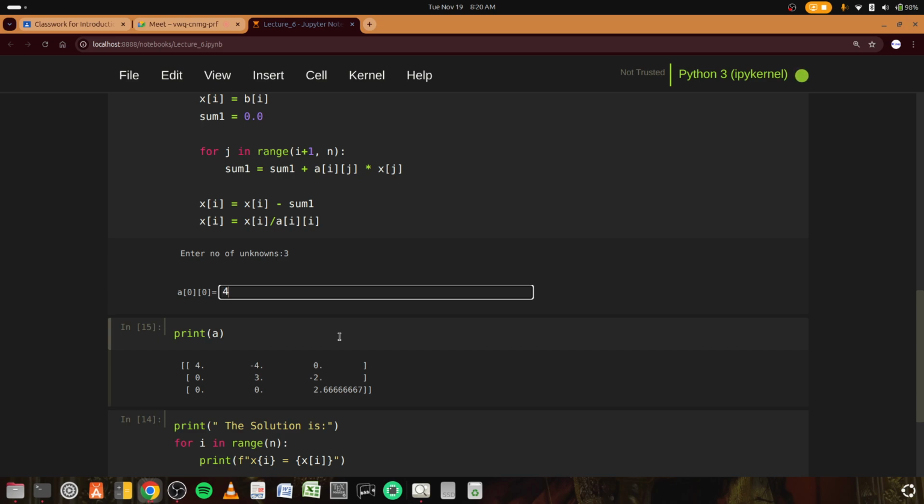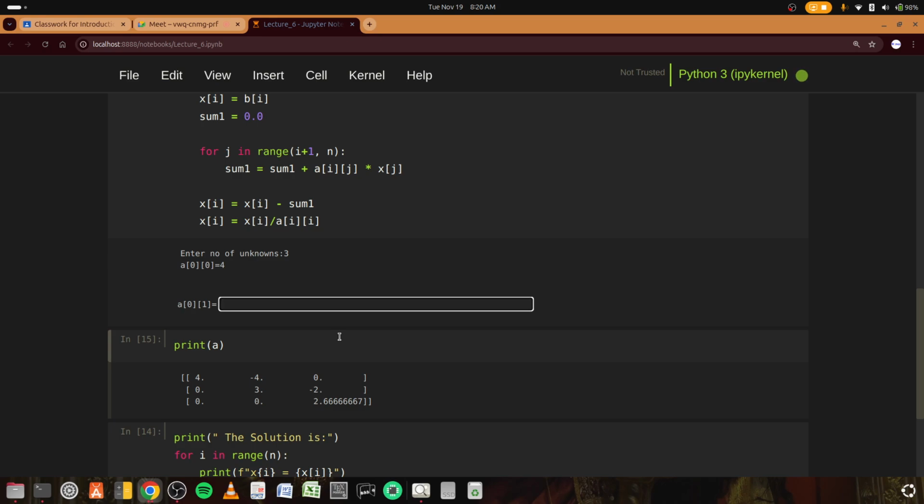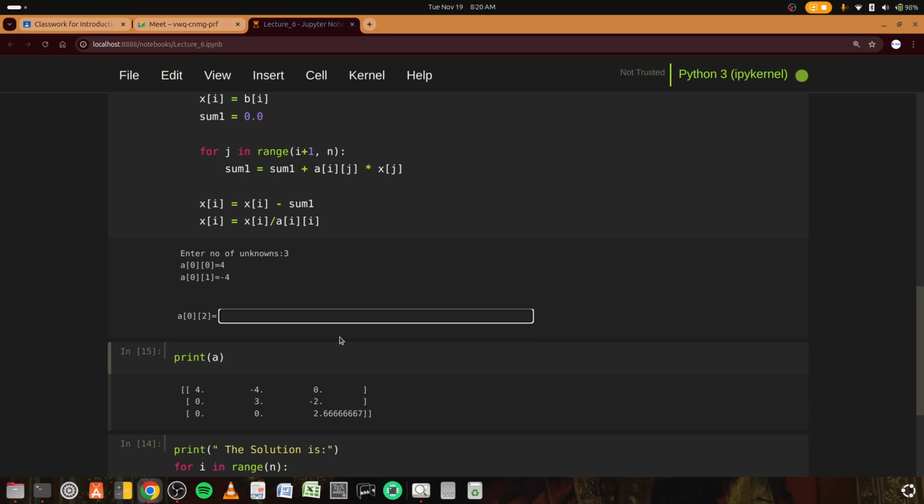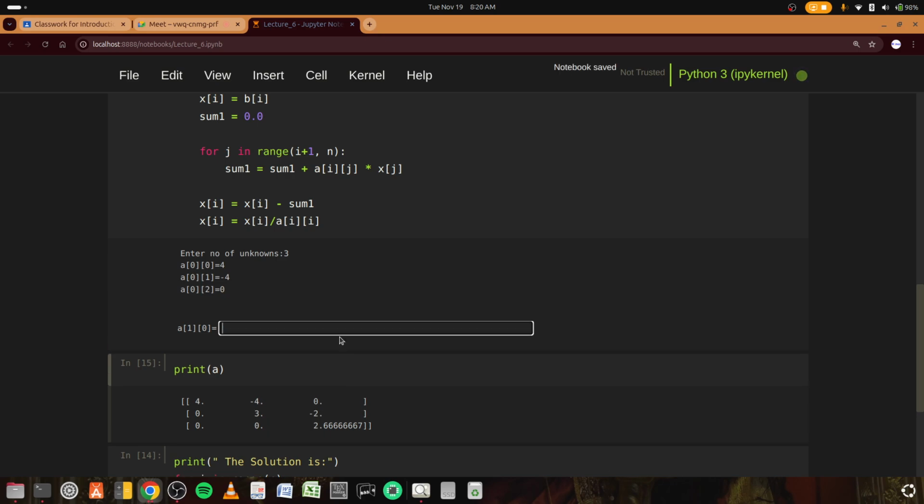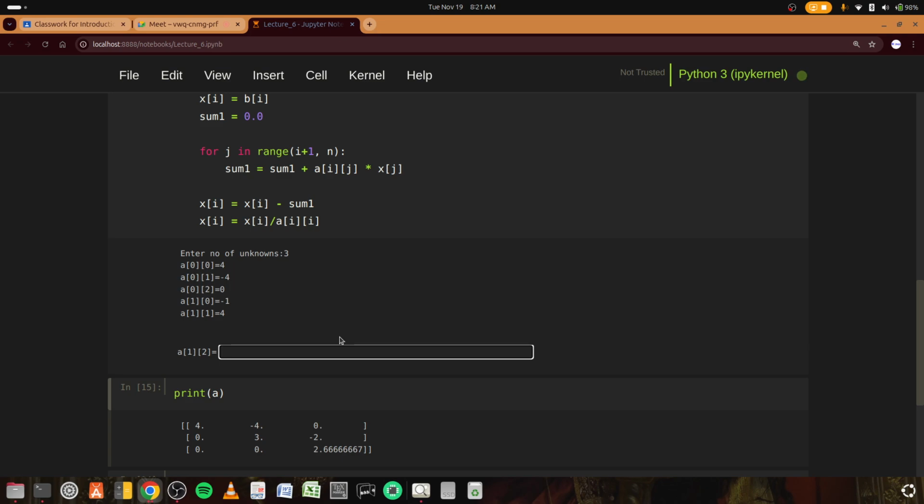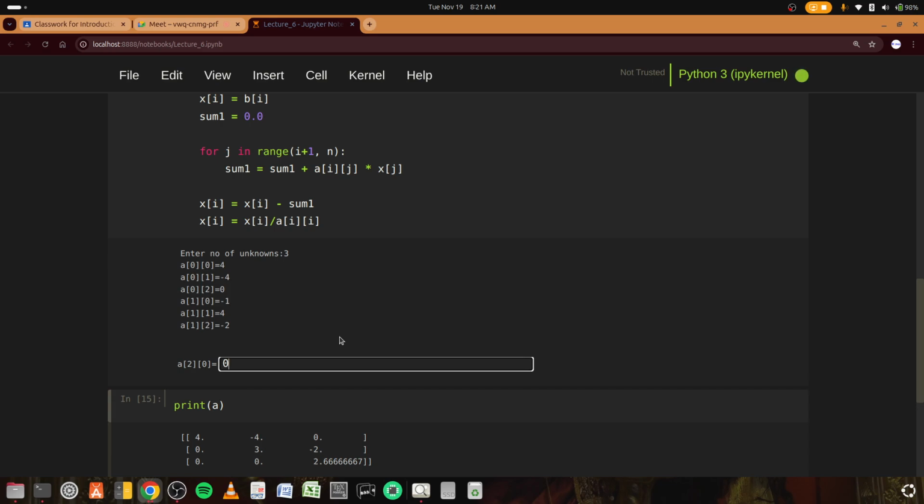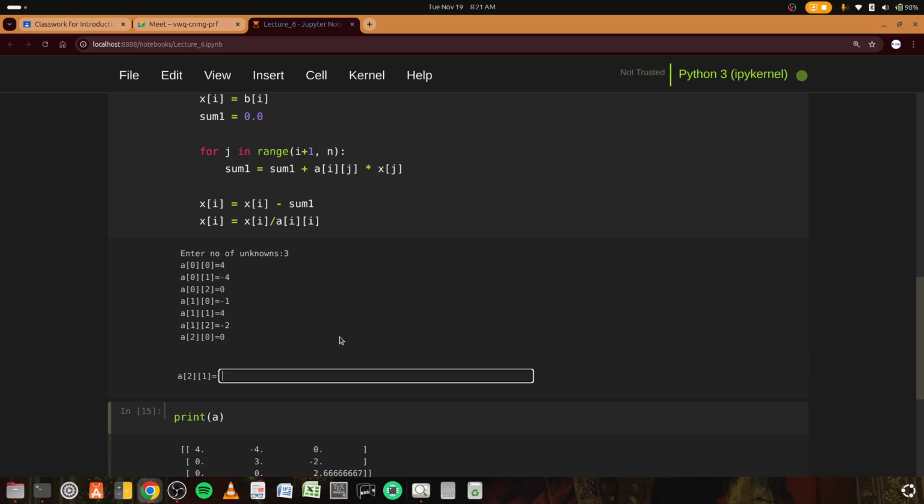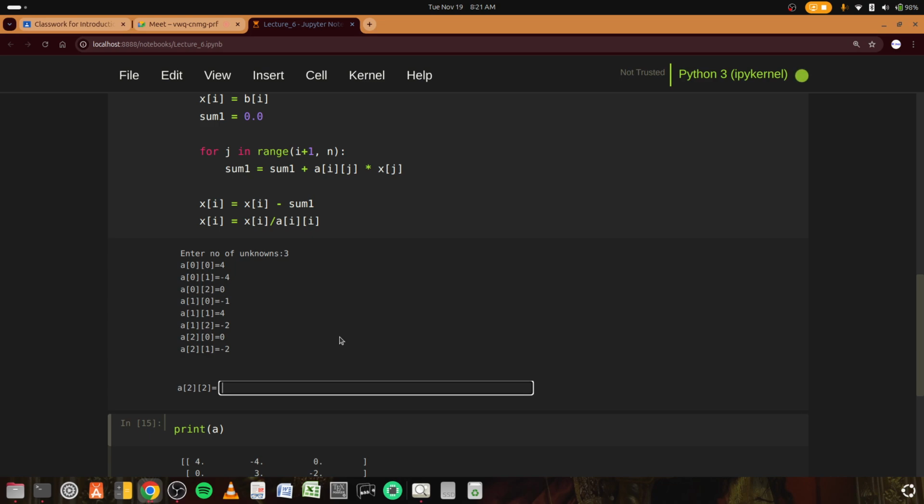The first element is 4, right? And then the second element is -4. Then the third element is 0. Then the fourth one is -1. Then 4. Then -2. Then 0. Then -2, and then 4.